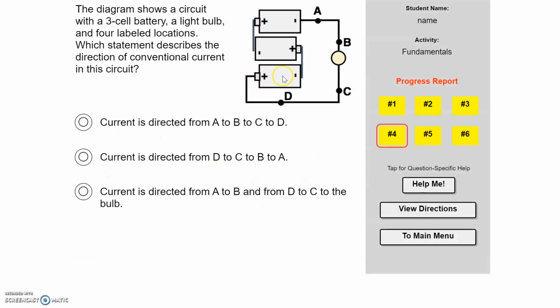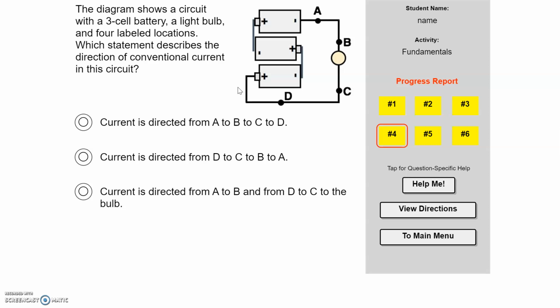So here you've got a basic circuit, and a circuit has to be a closed loop, so there's a path that these electrons can follow. And it says the diagram shows a circuit with a 3-cell battery, so 1, 2, 3 batteries, a light bulb, and 4 labeled locations, A, B, C, and D. Which statement describes the direction of the conventional current? So this is something we didn't talk about in the notes today. We're going to talk about it right now.